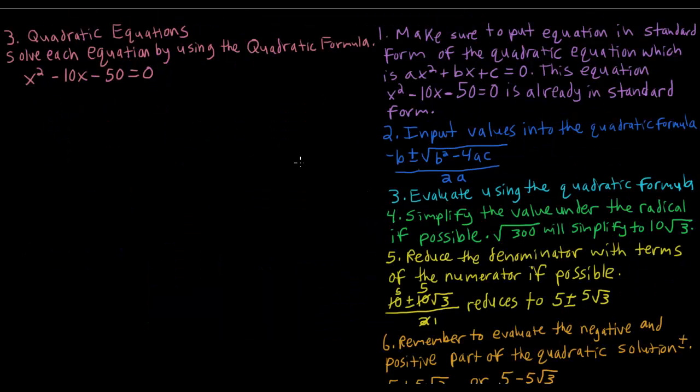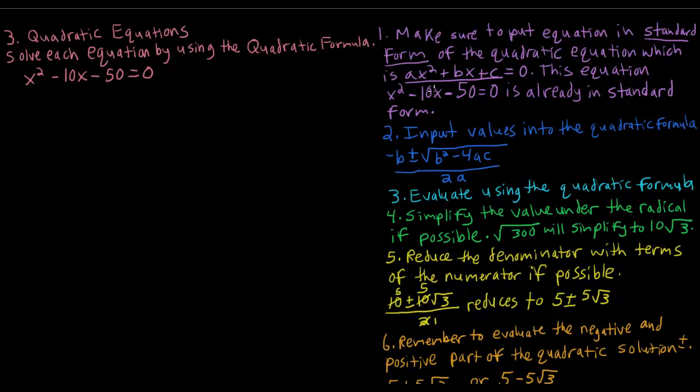3. Quadratic equations. Solve each equation by using the quadratic formula. x squared minus 10x minus 50 equals 0. Step 1. You want to make sure the equation is in standard form of the quadratic equation, which is ax squared plus bx plus c. That's the standard form.